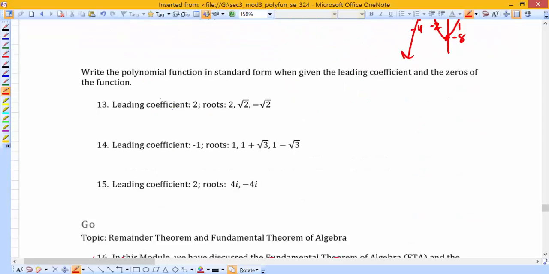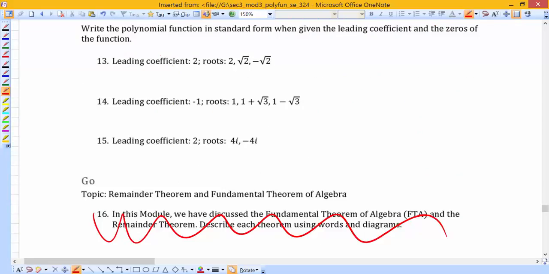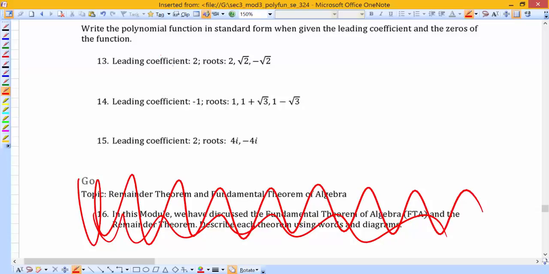Okay. Whew, we're almost done, guys. On the go, you can cross out the go. Don't worry about the go, because this is already a lot. So you're going to write the polynomial function in standard form when given the leading coefficient and the zeros. So the leading coefficient goes outside of the parentheses. The roots go inside and you change the signs.